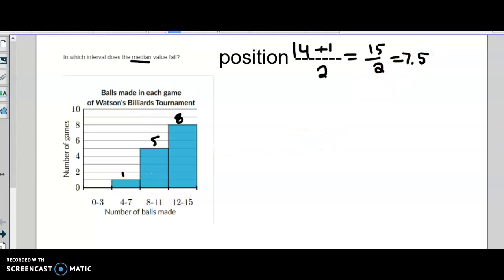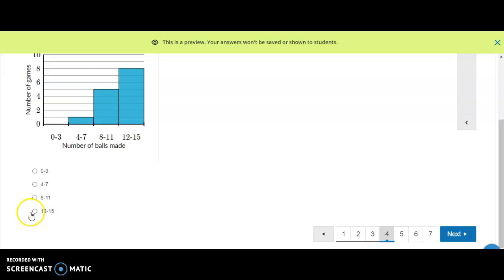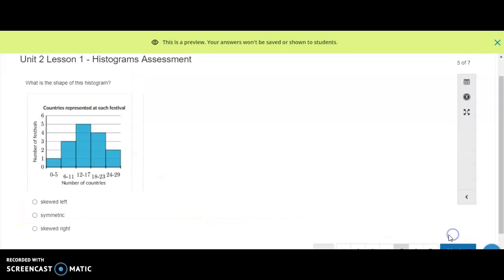So we would just count up until we get to that 7.5 spot. It would be 1, 2, 3, 4, 5, 6, and then our median would be here, 7, 8. It would be right here, okay? It would be in this stack from 12 to 15. So that would be your answer. For this one, 12 to 15 is the answer.